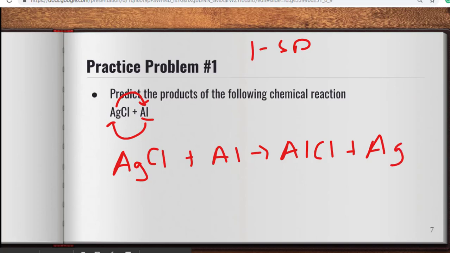Now we need to make sure we write our products correctly. Silver by itself is perfectly fine. Al is a +3 charge.